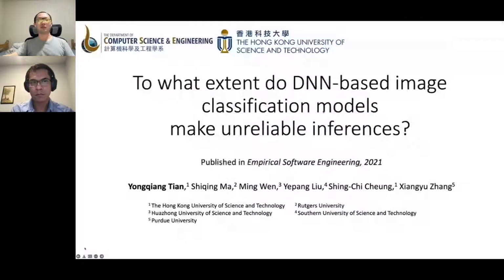Okay, let me restart. I'm in China, a PhD student from Hong Kong UST and the University of Waterloo. I'm going to present our work towards extending DNN-based image classification models.